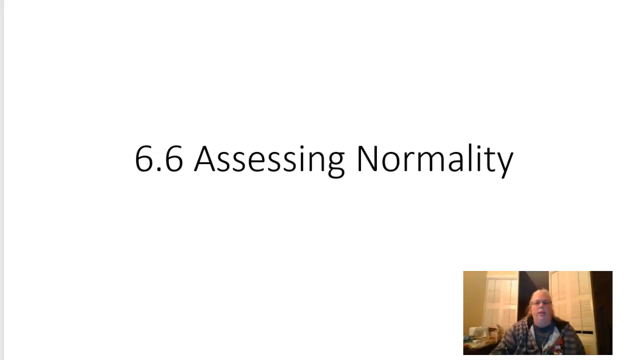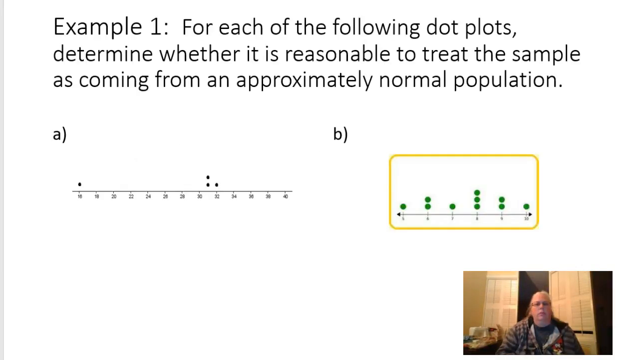These examples go with lesson 6.6 or lesson 6.5 in the second edition, Assessing Normality. Example 1. For each of the following dot plots, determine whether it is reasonable to treat the sample as coming from an approximately normal population. Let's look at A.